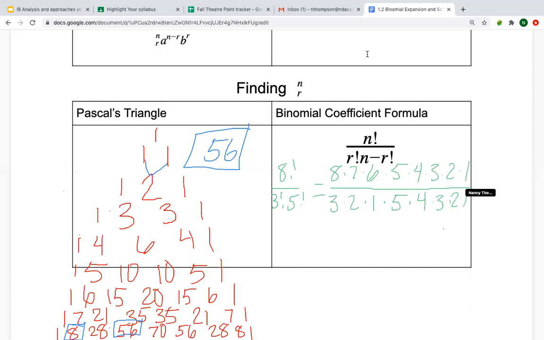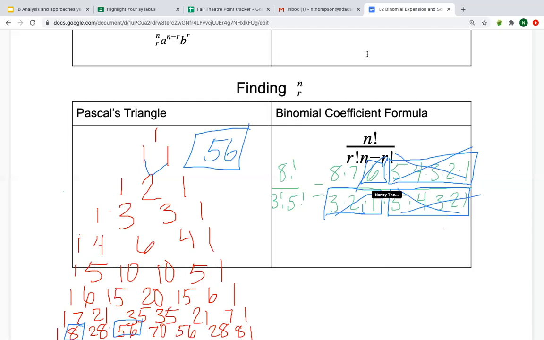Okay, so what I would like to point out, obviously, is that this 5 times 4 times 3 times 2 times 1, or rather 5 factorial, is both in the top and the bottom. So therefore, we don't have to multiply it, we can just cancel it out. Similarly, 3 times 2 times 1 is just 6, which I have up here, so I can cancel those out. And I'm just left with 8 times 7, which we all know to be 56.